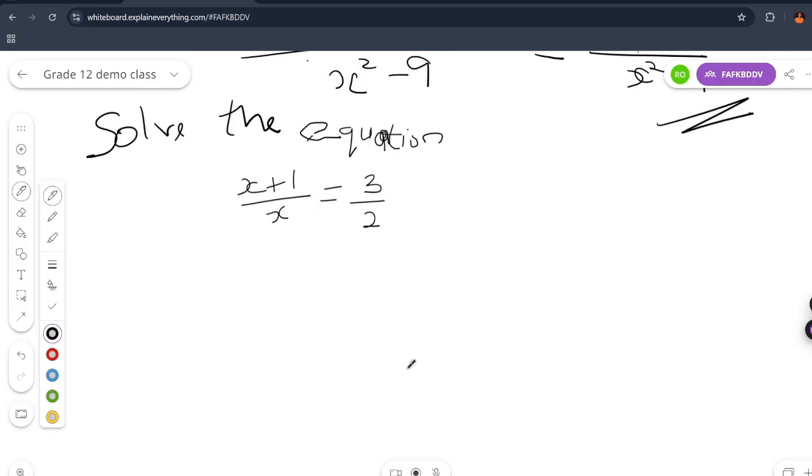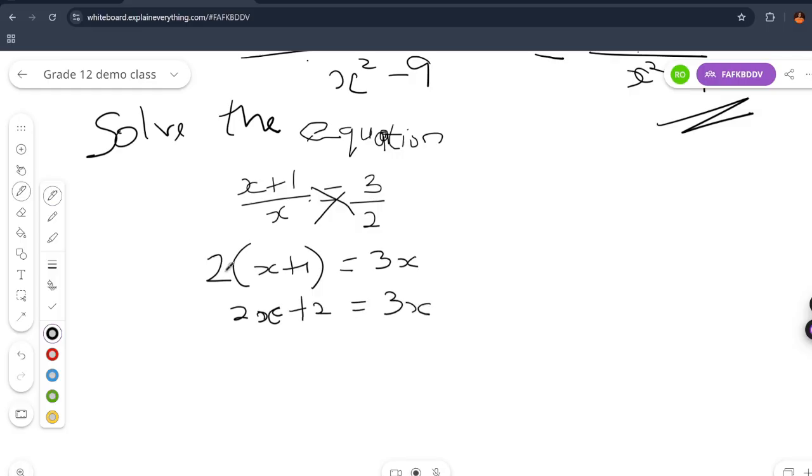When solving this equation, what you need to do is to cross multiply. So that when we cross multiply, we will have 2 into bracket x plus 1 equal to 3 times x, that will be 3x. Now let's open the bracket so that we have 2x plus 2 to be equal to 3x.